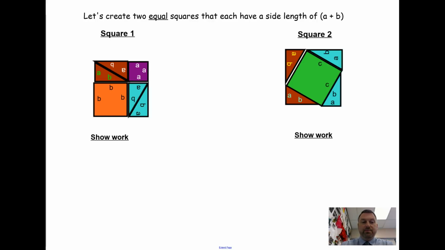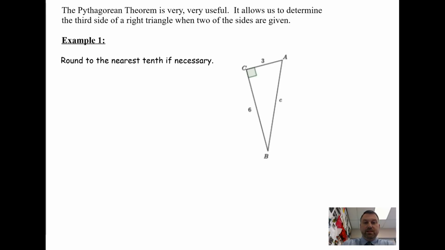Okay. All right. Next, let's do some examples here. Now, when you're solving these, keep in mind again, the hypotenuse is always opposite the right angle. And when you're doing Pythagorean theorem problems, I always want to see you writing down the theorem first. So A squared plus B squared equals C squared.